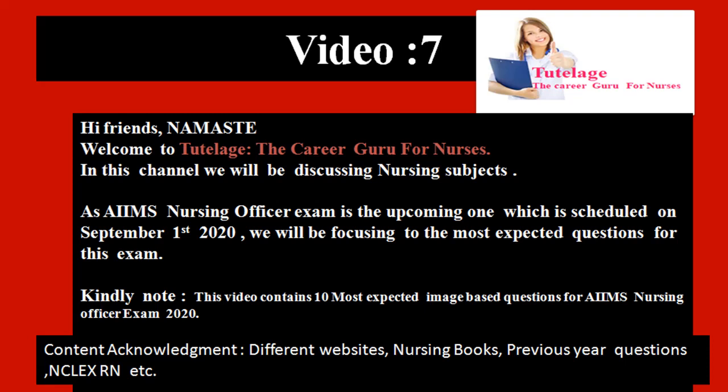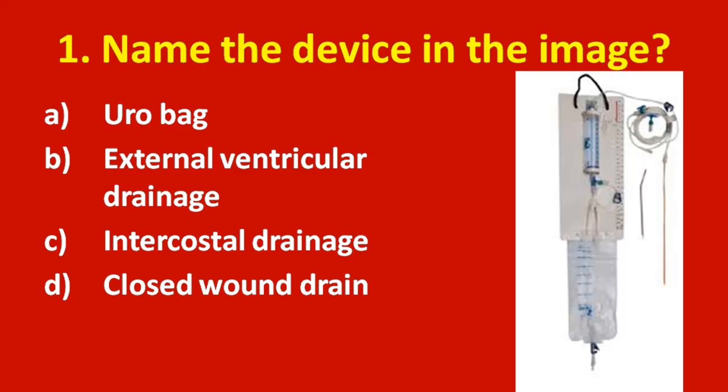Hello friends, in this video we are discussing some of the image based questions. First question, name the device in the image. Option A, Eurobag. Option B, external ventricular drainage. Option C, intercostal drainage. Option D, closed wound drain. The correct answer is option B, external ventricular drainage.